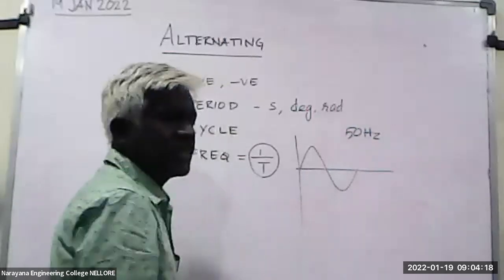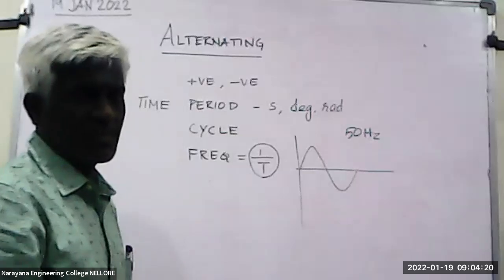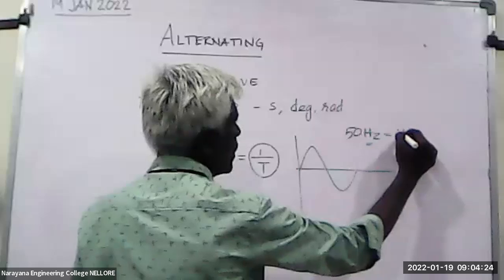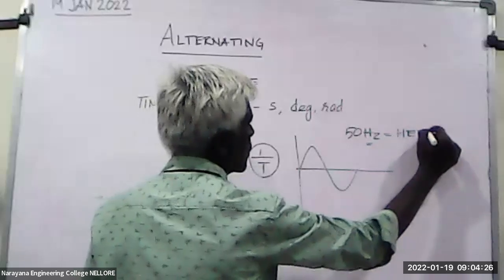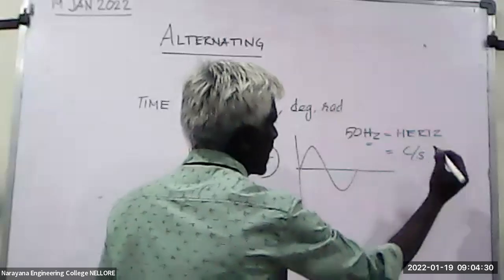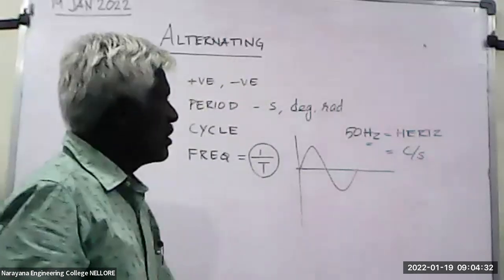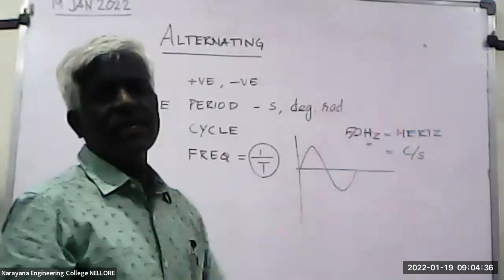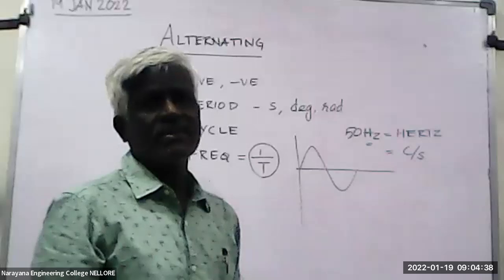Okay. What is Hertz? It is the unit of frequency, sir. Yeah, correct. Hertz. Otherwise, we can call it cycles per second. Hertz is nothing but cycles per second. What is the meaning of 50 Hertz? It is 50 cycles per second.